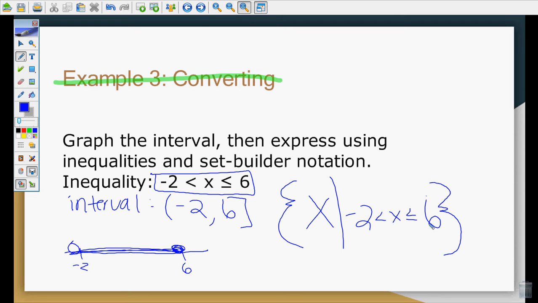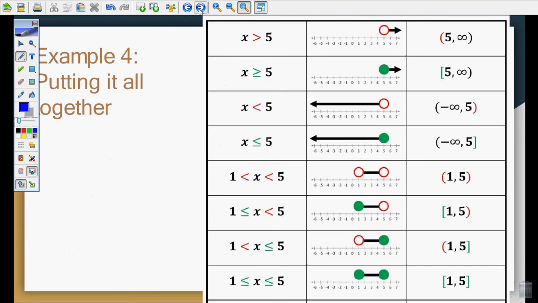Okay? So, all of our ways to represent it. We have our inequality. We have our interval. We have our graph. We have our set builder. My graph is a little sketchy, but you get it. It's kind of hard to write low. All right, so we're going to put it all together. So here are our examples that we're going to put it all together with.